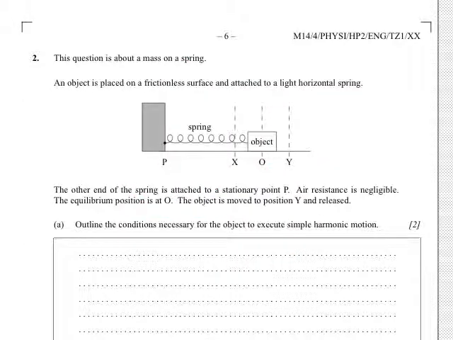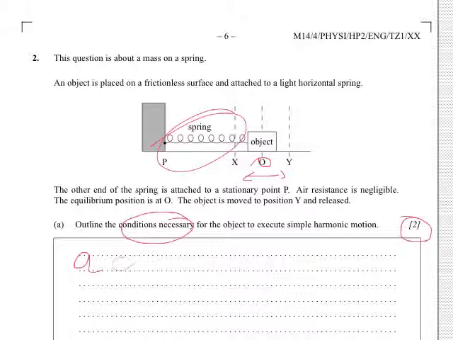Okay, this is a question about simple harmonic motion. We have a spring attached to an object which is oscillating about point O. Outline the conditions necessary for the object to execute simple harmonic motion. The defining relationship for simple harmonic motion is that acceleration is proportional to displacement from the origin.